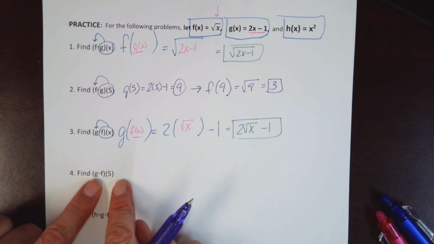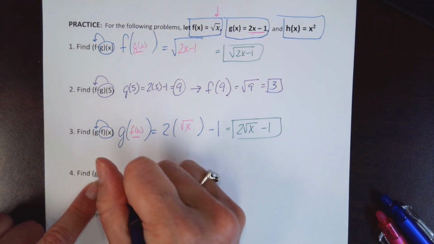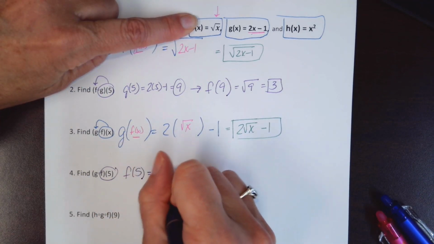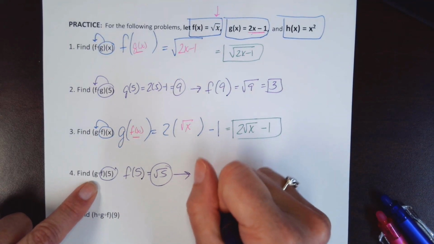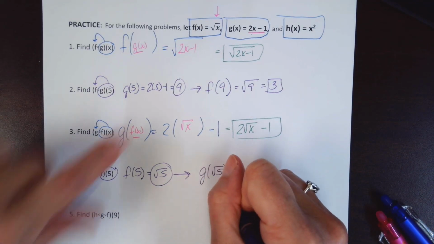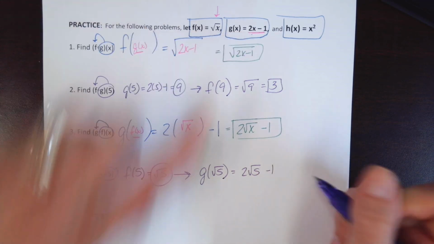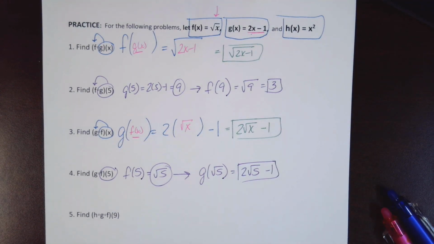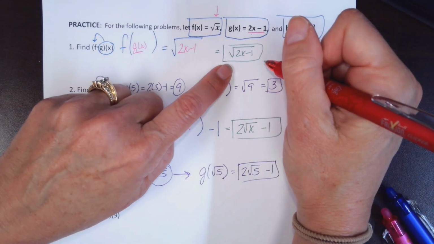Down here, g of f of 5. So I'm going to find f of 5 first. F of 5, right there. Square root 5 can't be simplified. I'm going to plug that into my g function. G function is 2x, so now it's 2 square root 5 minus 1. That's it, we're done. Now let's show that it is true by using this value.